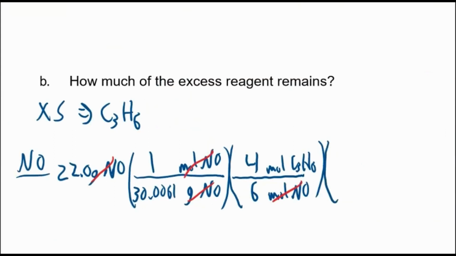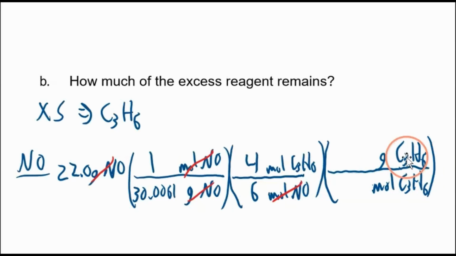Now that we're in moles of C3H6, we can find out how many grams reacted with these 22.0 grams of NO. So we want to cancel out moles of C3H6, and we want grams of C3H6. So the molar mass of 3 C's and 6 H's is 42.081 grams for every 1 mole. And our moles of C3H6 cancel out, so our only unit is grams of C3H6, which is what we want.